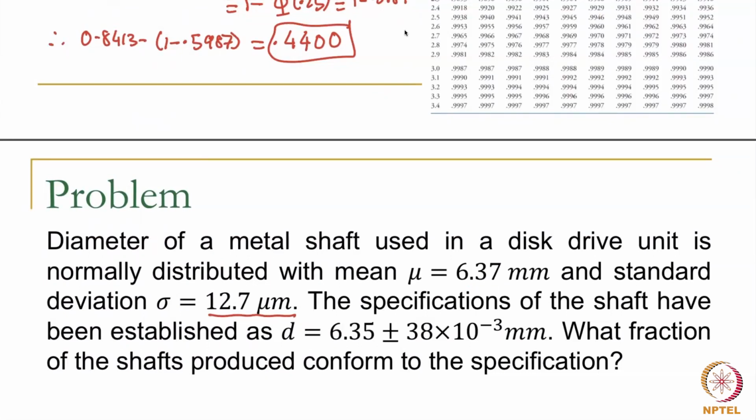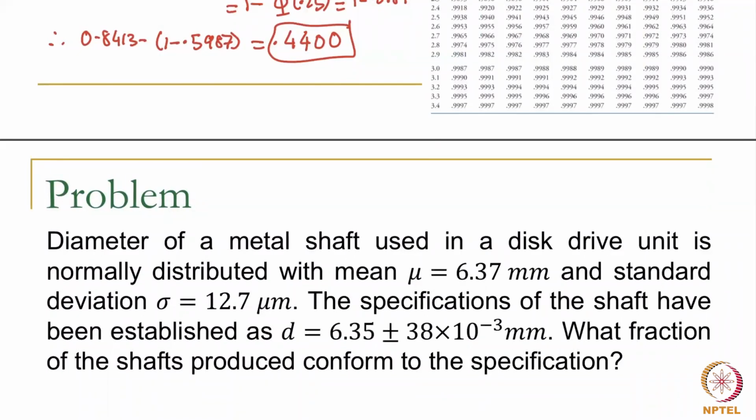In this case, you have a machine. After machining, you have a small amount of variation within micrometers. So what we want to find out is there are specifications over which this disk drive unit will work. We want to check how many of the things that we manufacture are going to lie within those specifications.